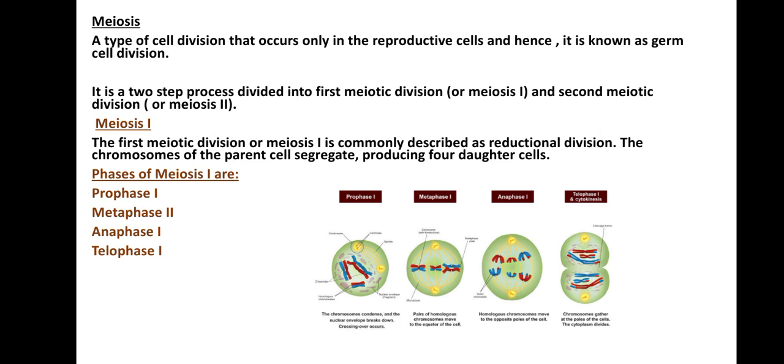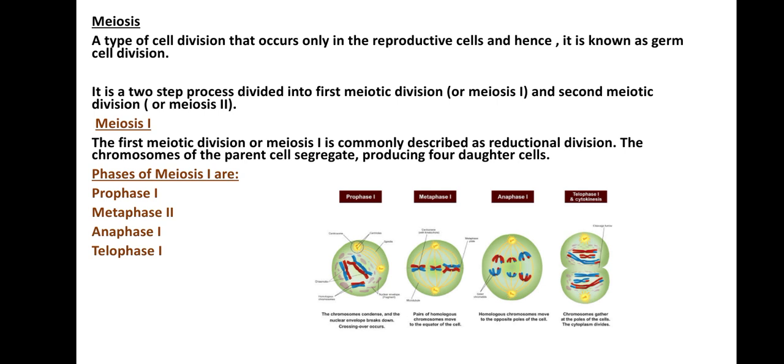Meiosis. Meiosis is a type of cell division that occurs only in the reproductive cells and hence is known as germ cell division. It is a two-step process divided into first meiotic division or meiosis I and second division or meiosis II. In both the meiotic divisions, nuclear division can be distinguished into four stages: prophase, metaphase, anaphase and telophase. Meiosis reduces the chromosome number by half. In the case of humans, the number of chromosomes decreases from 46 to 23.